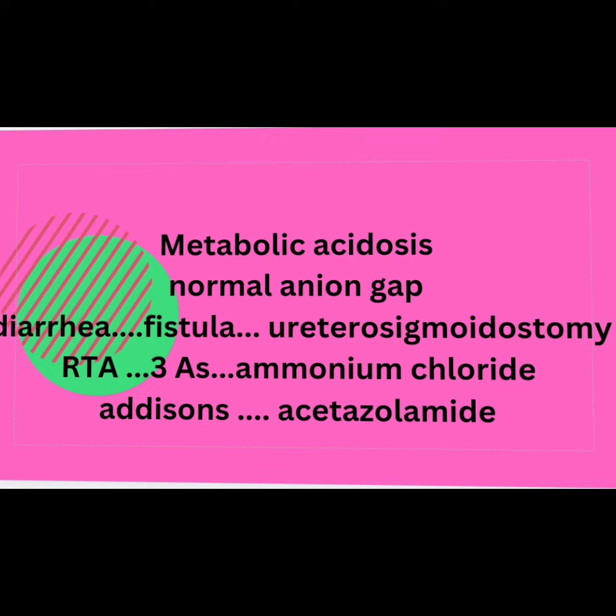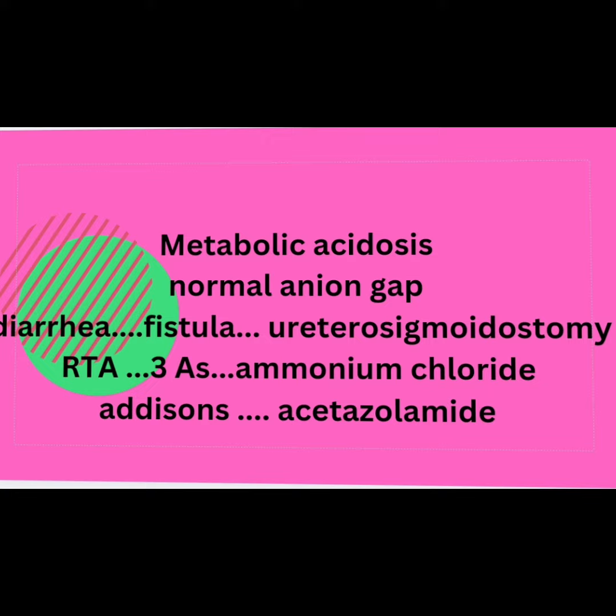Then after hemolytic uremic syndrome, there is another important topic that comes in exam, that is metabolic acidosis. Now we will first discuss normal anion gap metabolic acidosis. Anion gap is the difference between cations, that is sodium plus potassium, and anions, that is chloride and bicarb, and normally it is between 10 to 18.